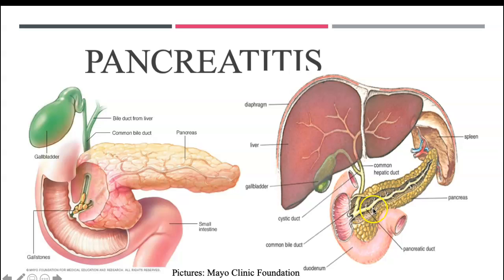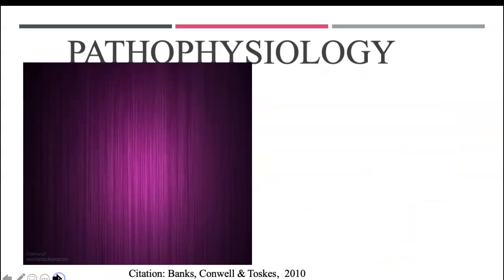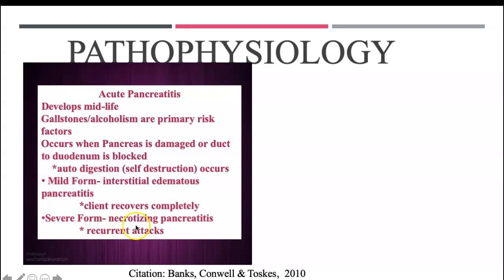And that is again a kind of cell death. And frequently we hear the term necrotizing pancreatitis. That means when there's tissue death, and so portions of the pancreas have dead tissue, basically. So acute pancreatitis typically might develop in midlife.